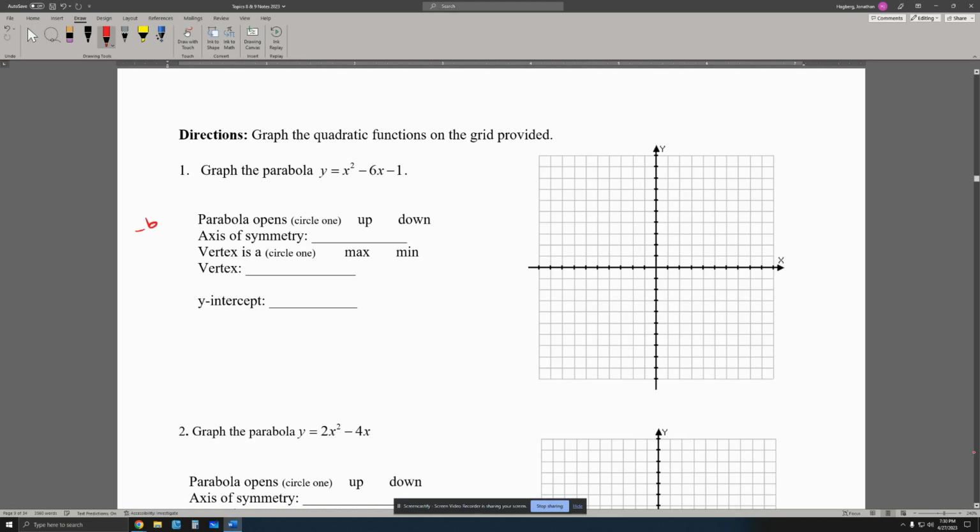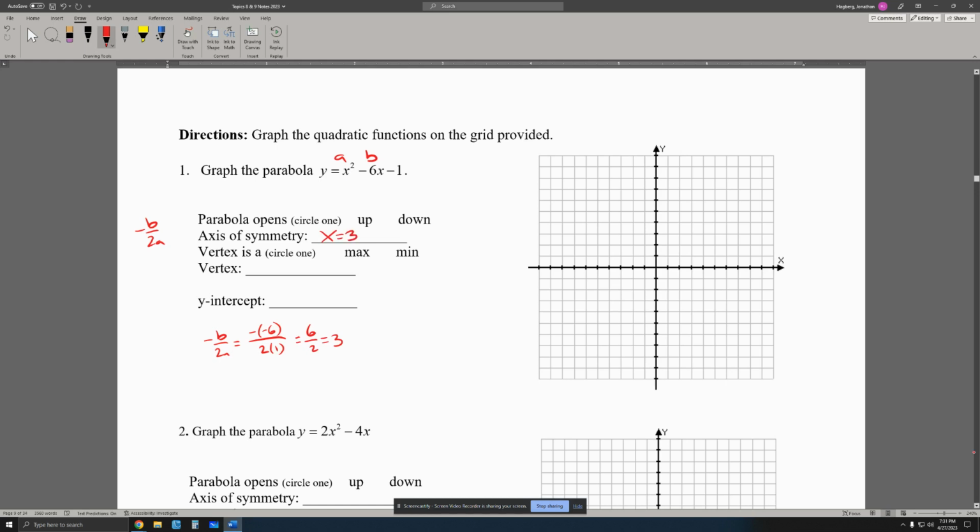Remember, that's negative b over 2a. Well, I know that b is negative 6 and a is the leading coefficient. In this case, there's nothing written in front of x squared, so a is equal to 1. So negative b over 2a is equal to negative 6 over 2 times 1, which is equal to 6 over 2, or 3. So the axis of symmetry here is x equals 3.